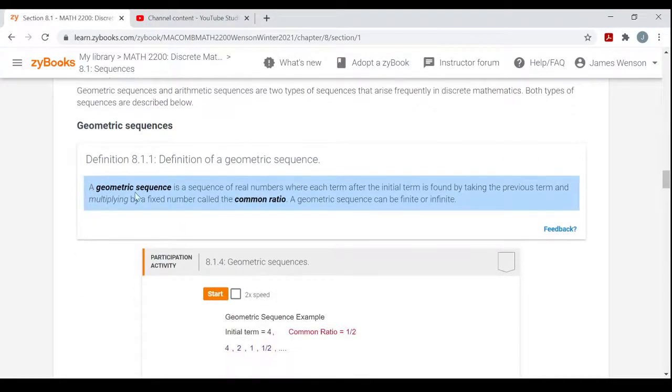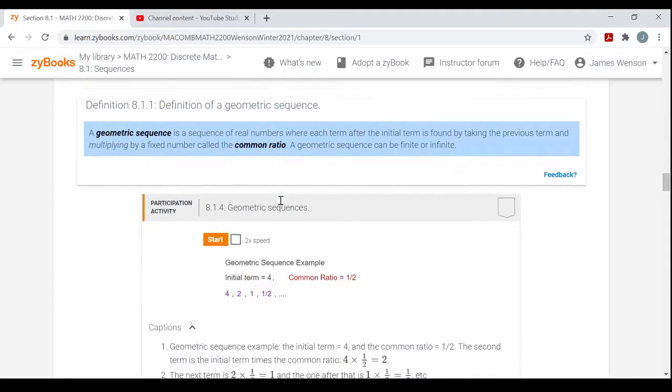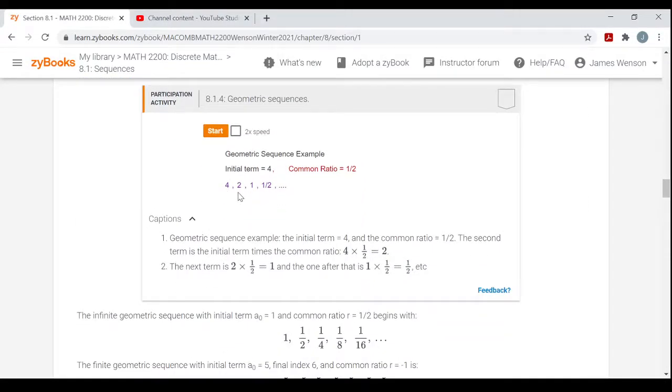All right, so a geometric sequence is a sequence of real numbers where each term after the initial term is found by taking the previous term and multiplying by a fixed number. This fixed number is called the common ratio for that sequence. Now a geometric sequence can be finite or infinite. So basically what this is saying is that every term is the previous term multiplied by some number, the same number every single time. So their example here, 4, then 2, then 1, then a half.